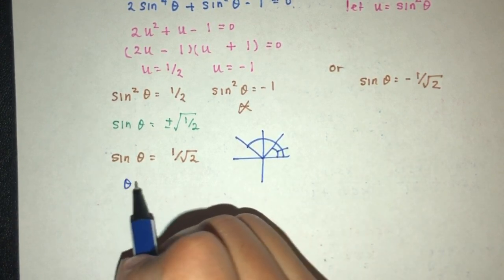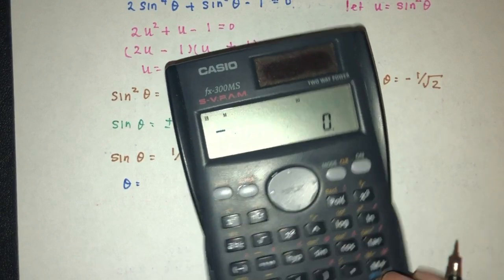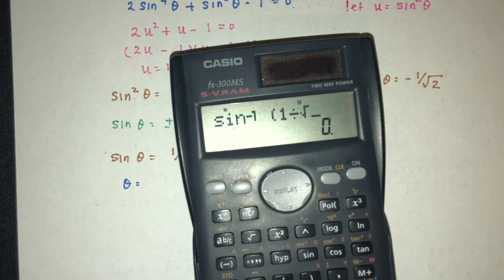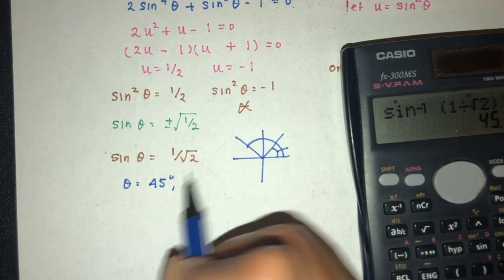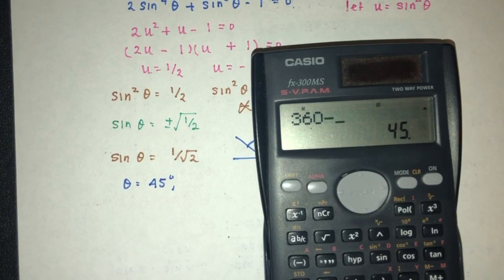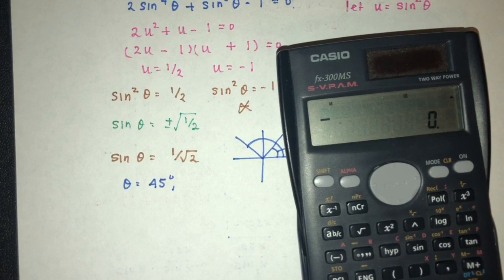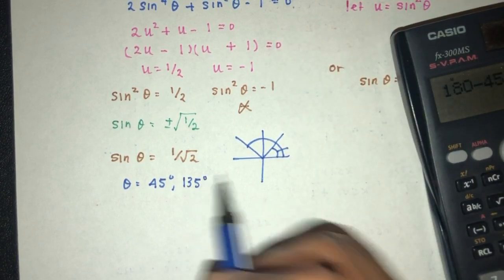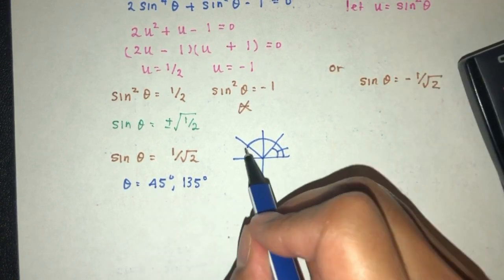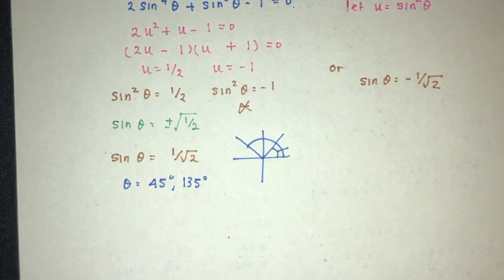That will be sine inverse of 1 divided by root 2. That will be 45 degrees. Or it could be 180 minus 45, which should be 135. So this one is 45 and this one will be 135, because sine is positive.